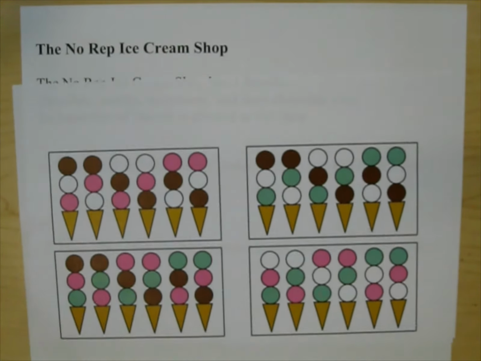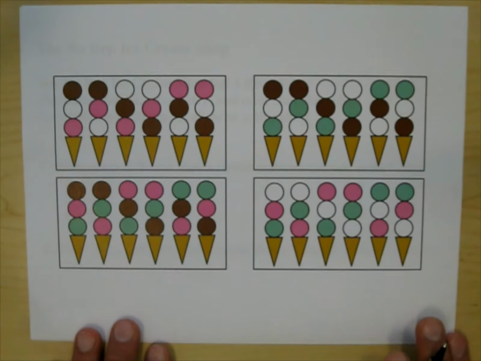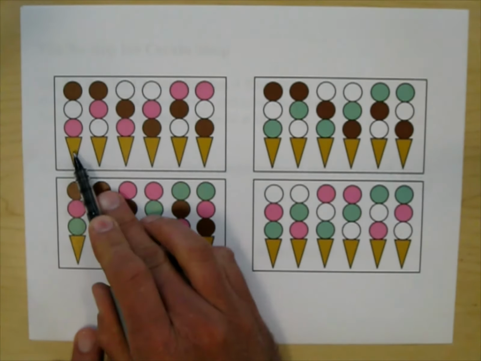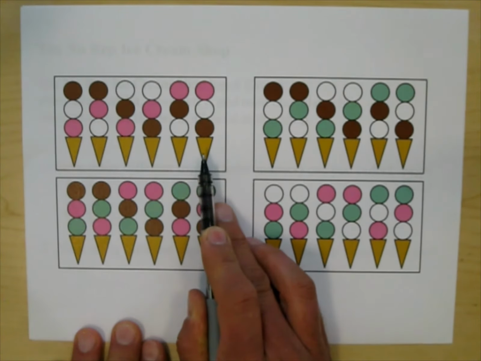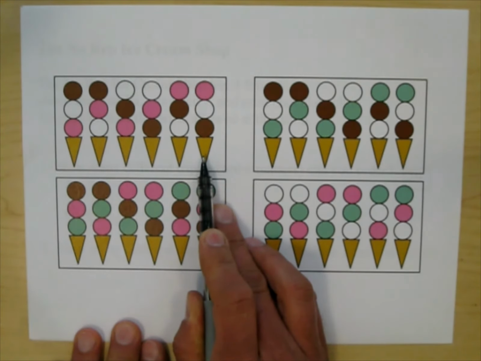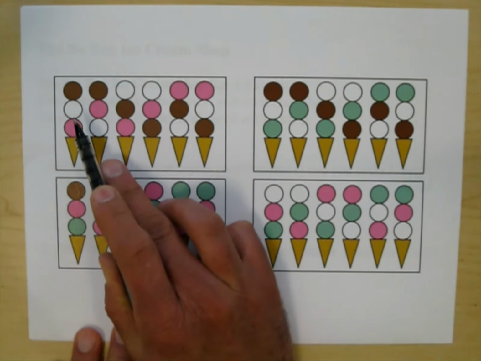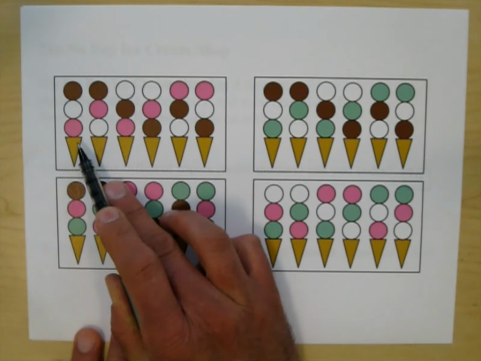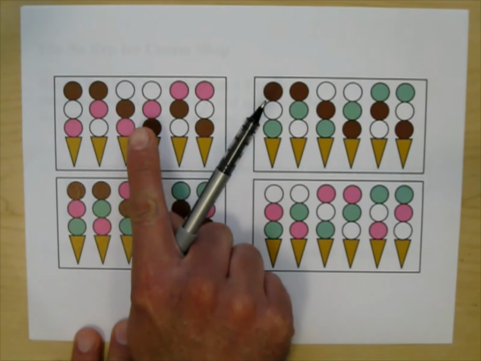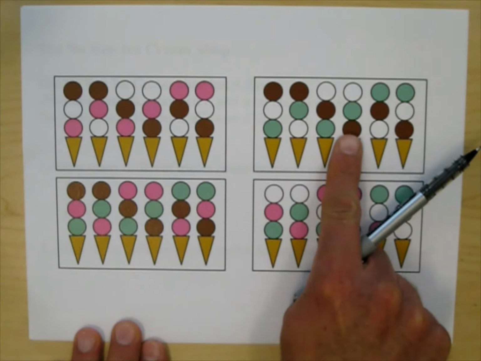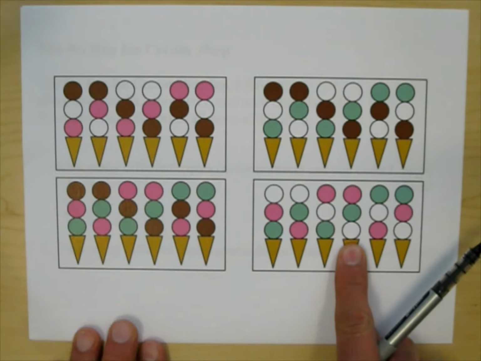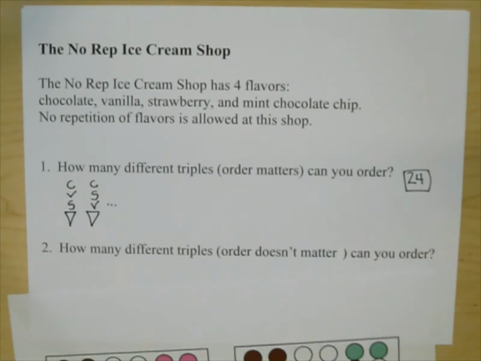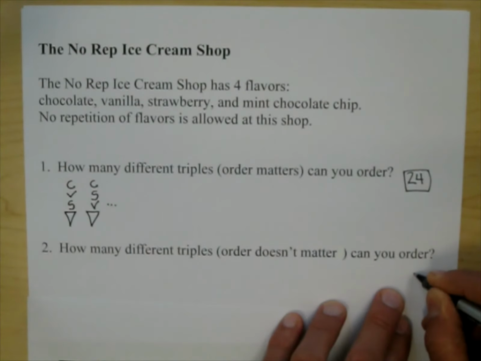Now we look back up here and we see where order doesn't matter, which means this is the same as this is the same as this is the same as this. Which means chocolate, vanilla, strawberry, it could be in any order. This counts as 1. So 1, 2, 3, 4. So for possibilities where order doesn't matter, it is 4.